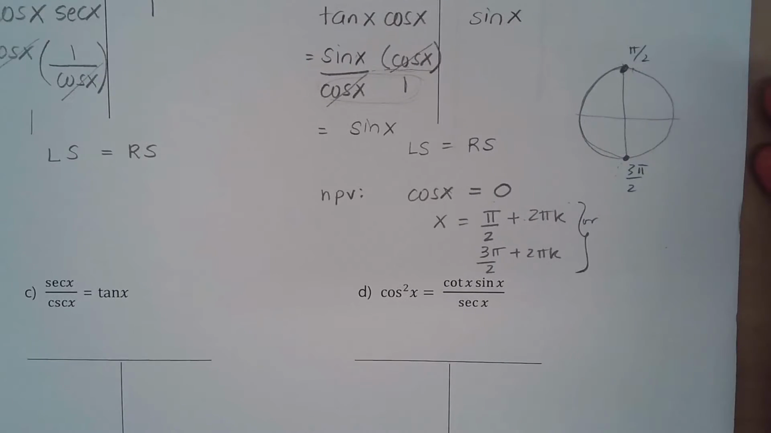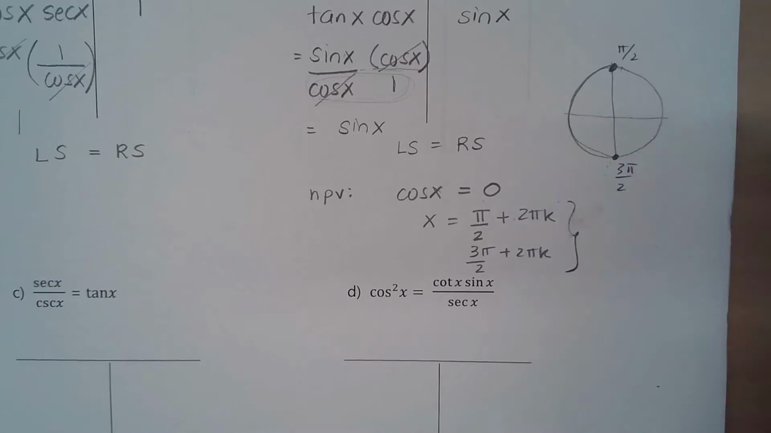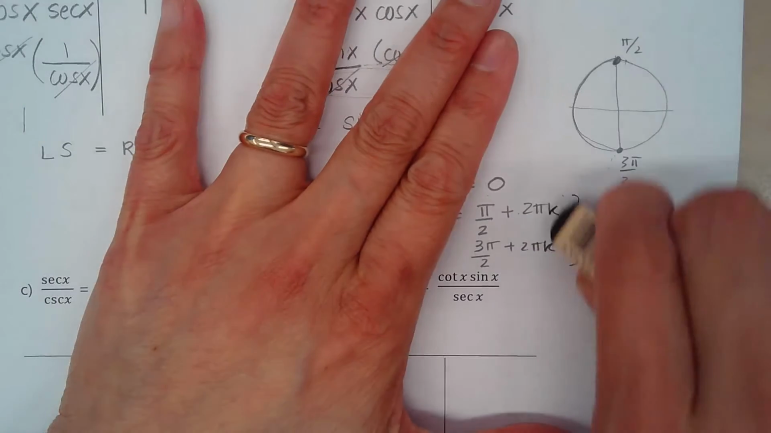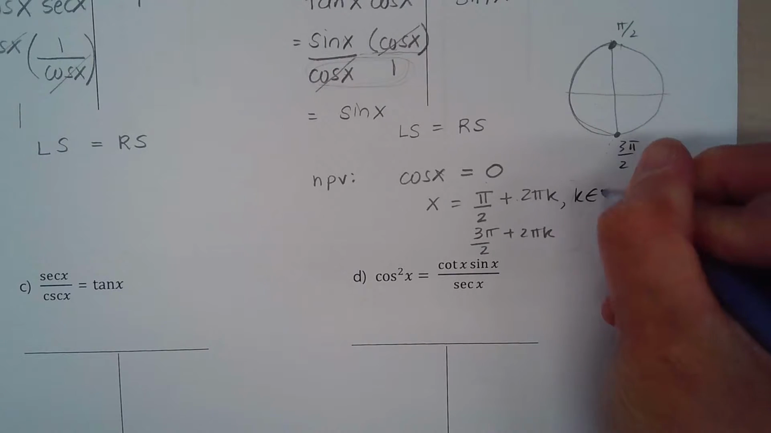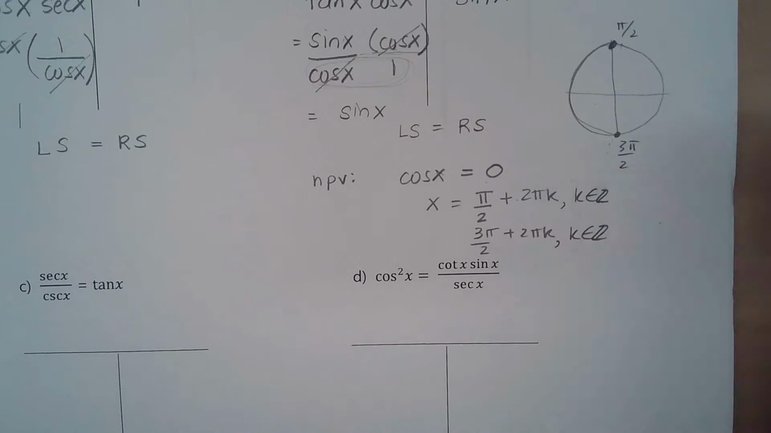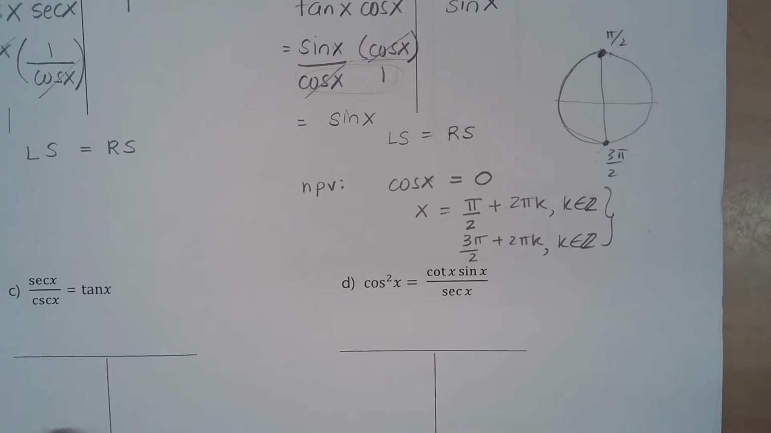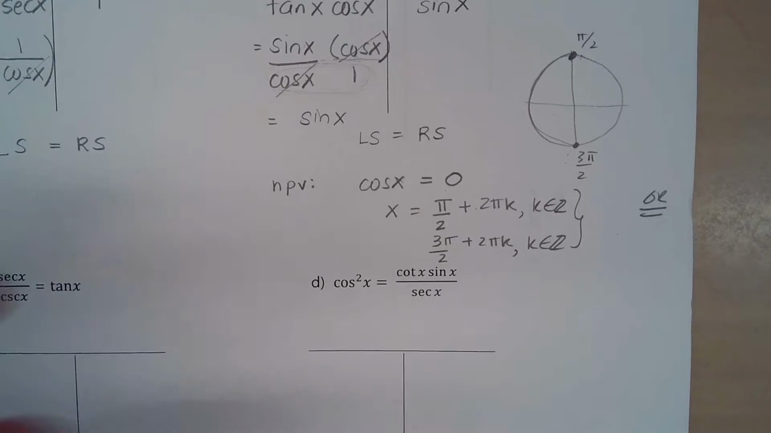So here's a more concise way. Oh, I gotta put where k is an element of integer. So let me fix that. So when you go back, where k is an element of an integer. So here's the solution there. Or here's a more concise way of saying this.